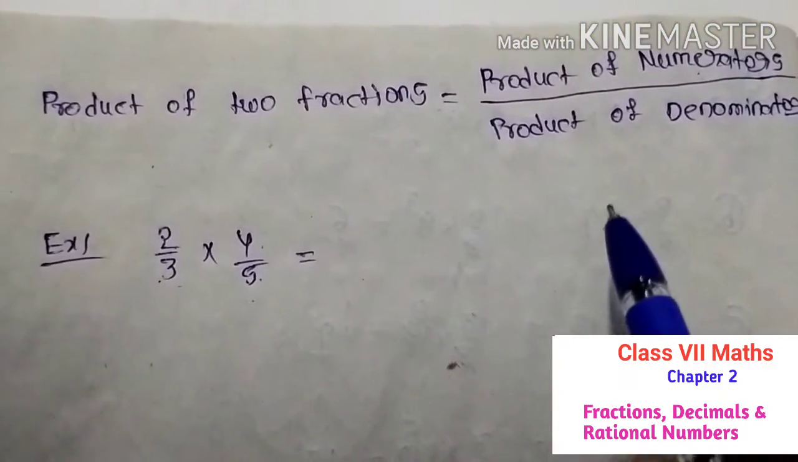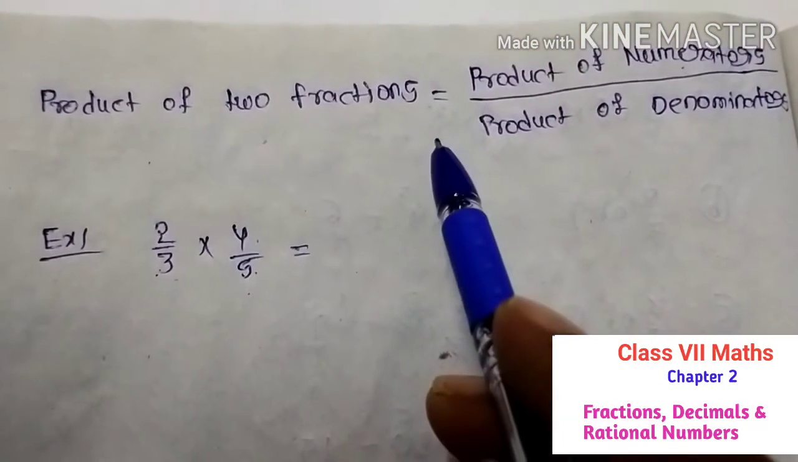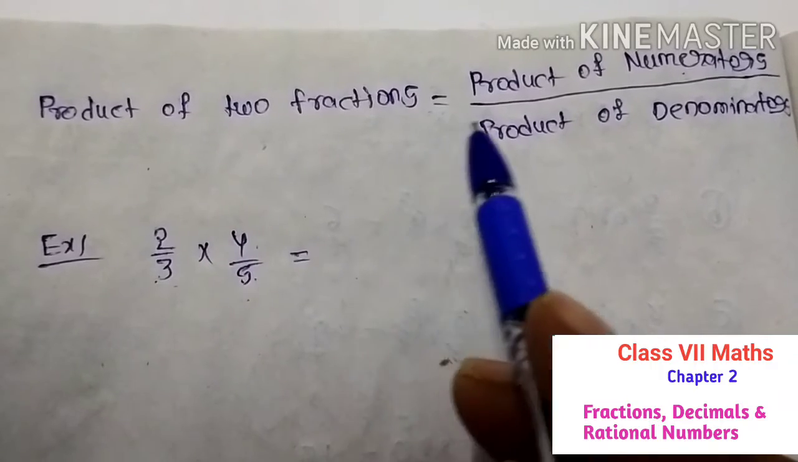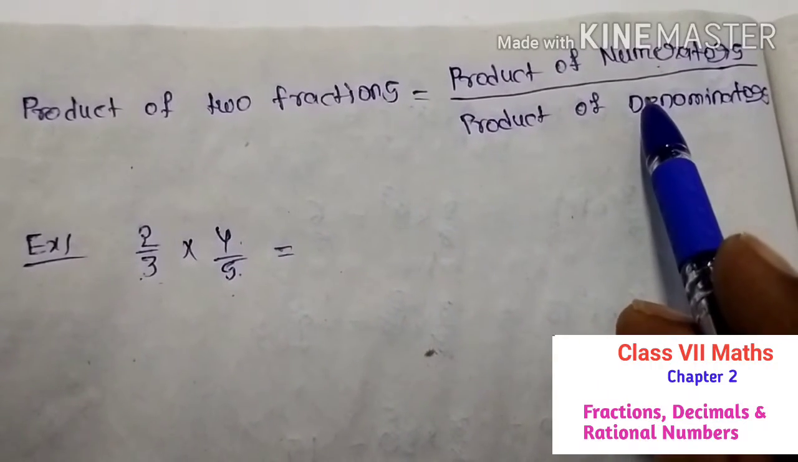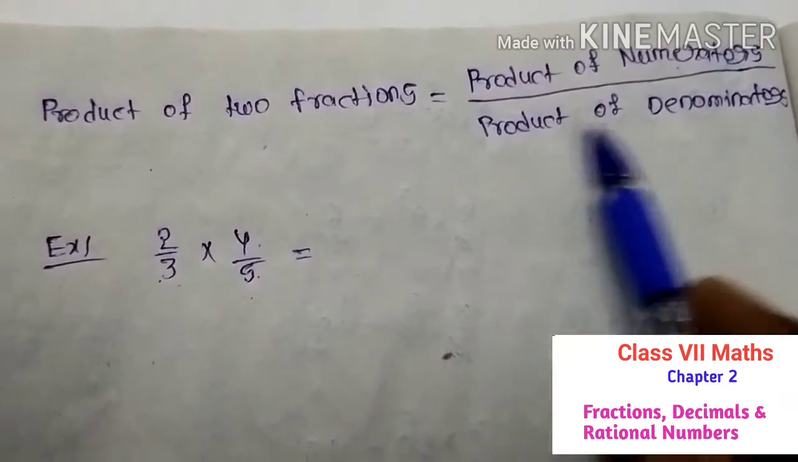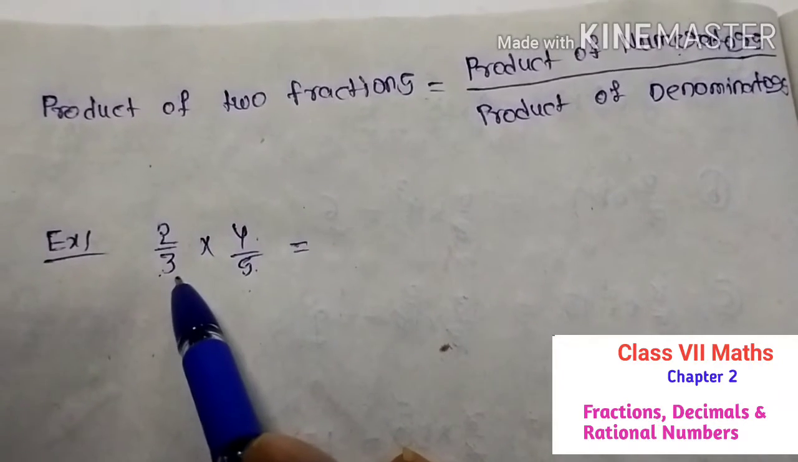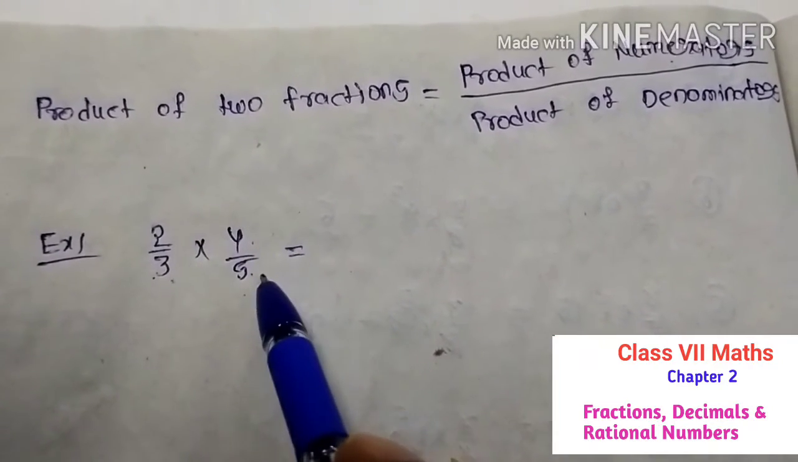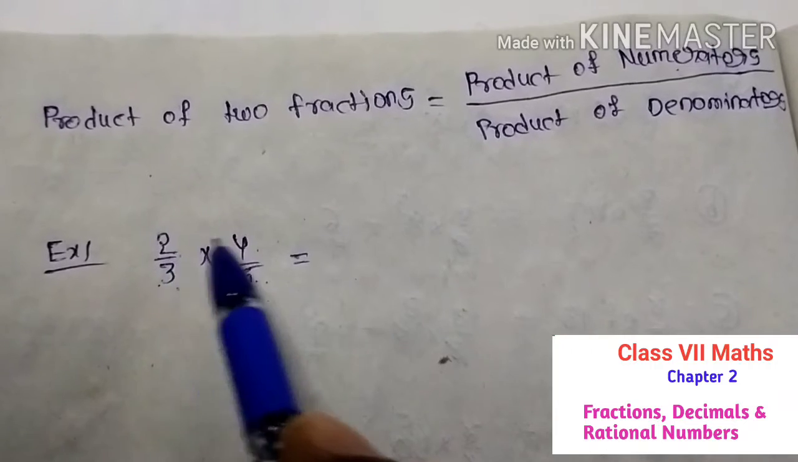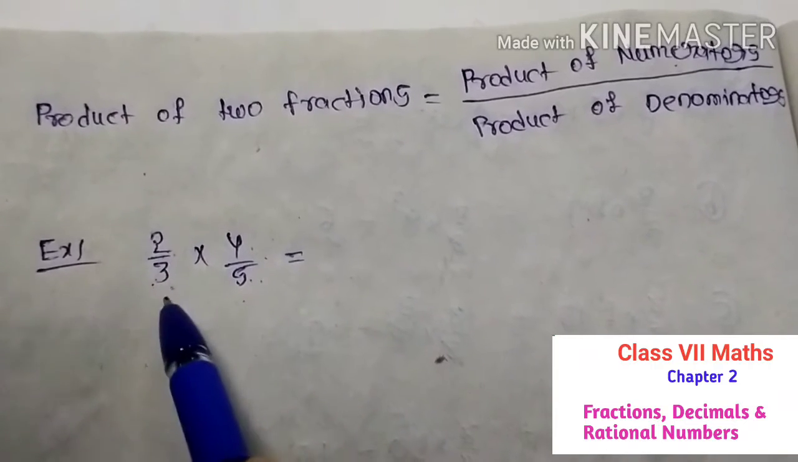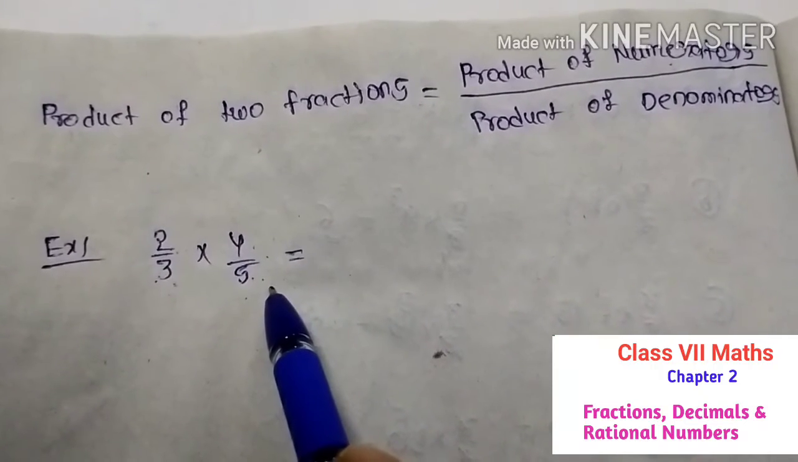Now you can see a product of two fractions. Product of two fractions is equal to product of numerators by product of denominators. Here I have taken 2 by 3 as one fraction and 4 by 5 as another fraction. 2 is the numerator. Here also 4 is the numerator. 3 and 5 are the denominators of the given fractions.